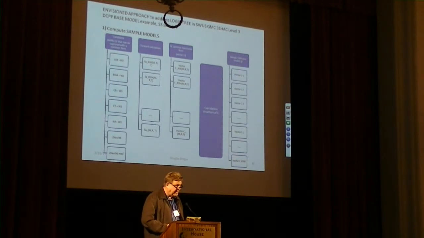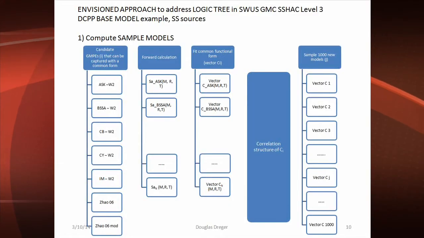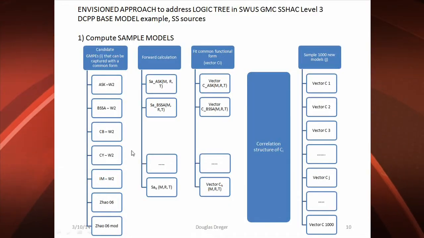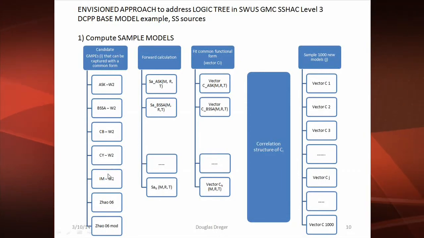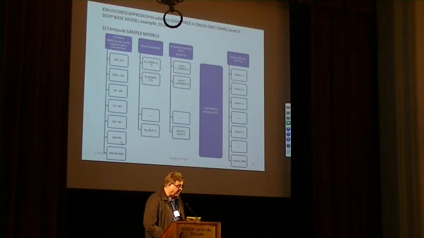So the candidate GMPEs that will go into this process at the beginning will be different for the reverse source cases. And at Palo Verde, they'll be different too. For example, for the reverse case, Idriss's model and the Zhao models would not be used. For the Palo Verde case, these models would not be used, but perhaps Akkar and Bindi could be brought in because those models are taking into account contributions from strike-slip sources.